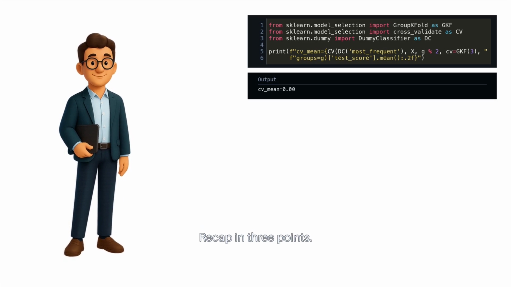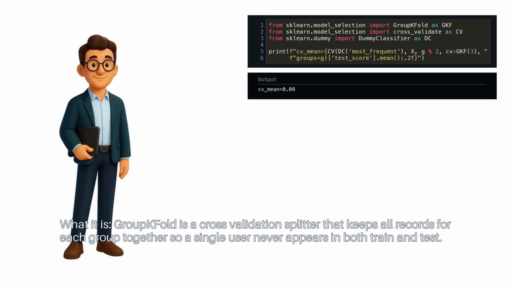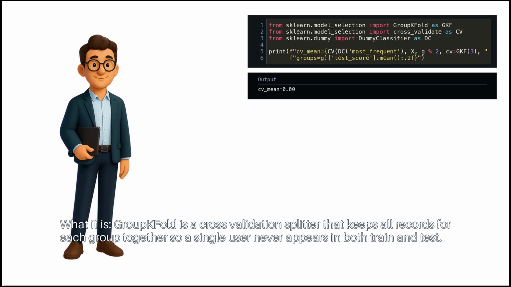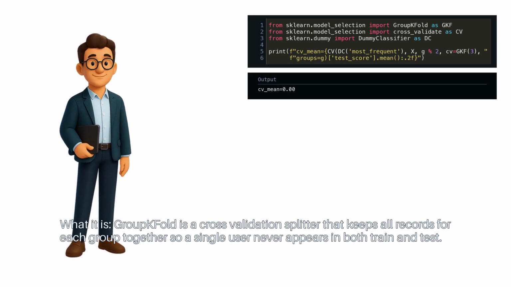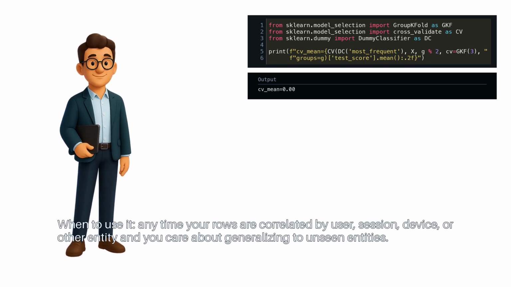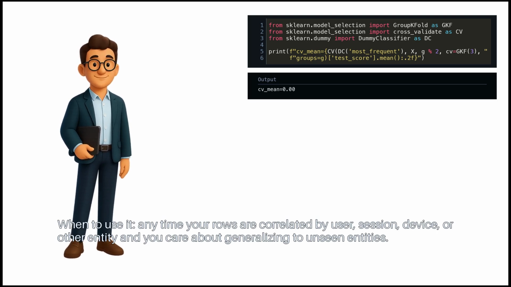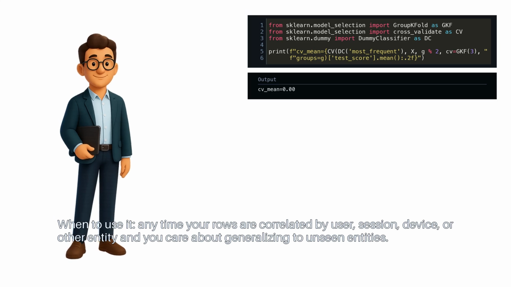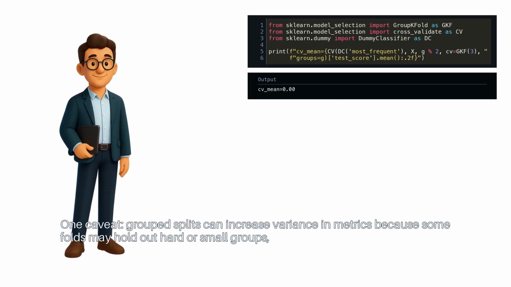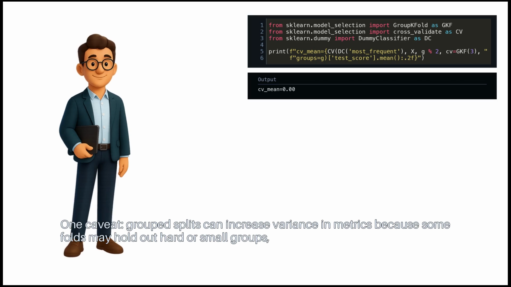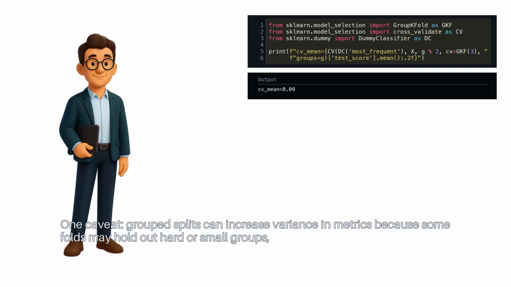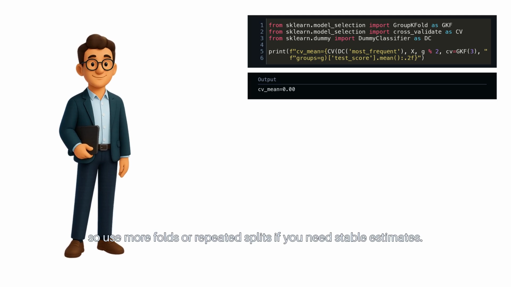Recap in 3 points. What it is: GroupKFold is a cross-validation splitter that keeps all records for each group together, so a single user never appears in both train and test. When to use it: anytime your rows are correlated by user, session, device, or other entity, and you care about generalizing to unseen entities. One caveat: group splits can increase variance in metrics because some folds may hold out hard or small groups. So use more folds or repeated splits if you need stable estimates.